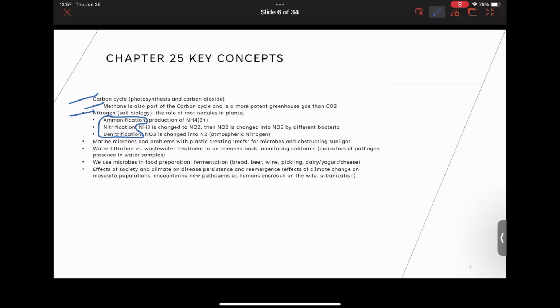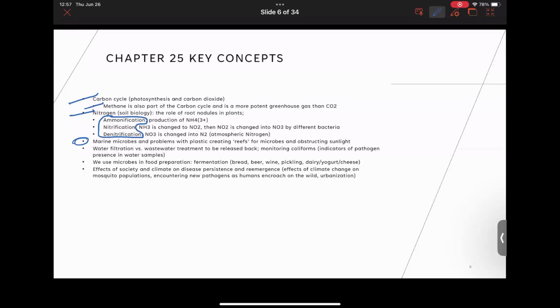Okay, so our marine microbes and plastic. Plastic creates reefs in the ocean where microbes can create little microbiomes. And I say little, but we're talking about plastic that builds up in the ocean. It's literally the size of the state of Texas. There's an island of plastic somewhere in the Pacific Ocean that is literally the size of Texas. It affects everything underneath it, so weird microbes are growing there.